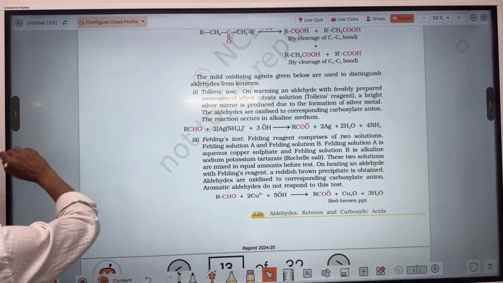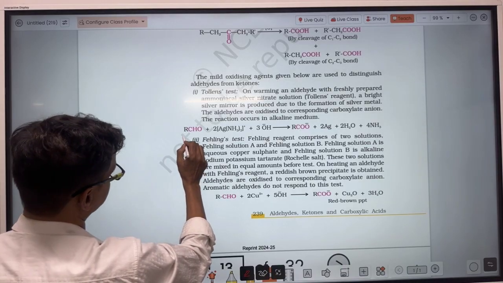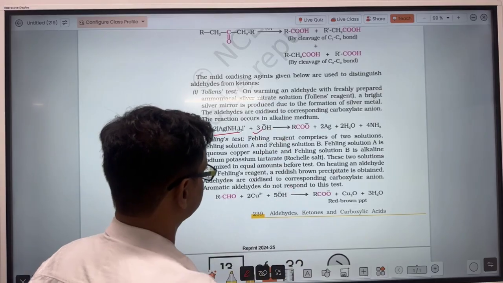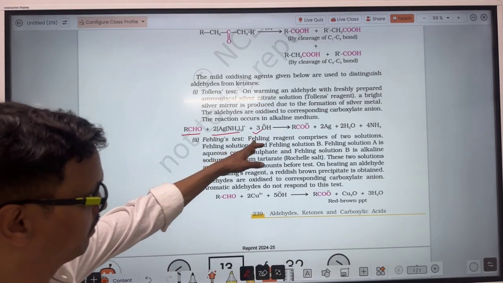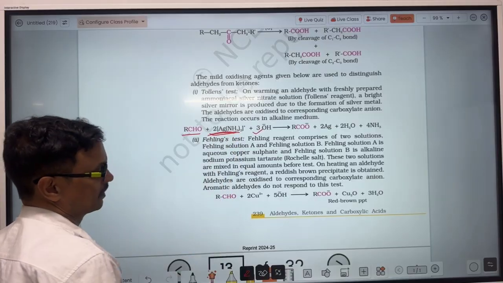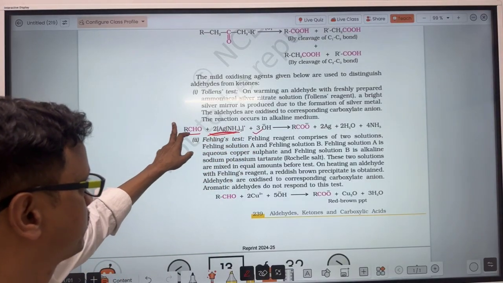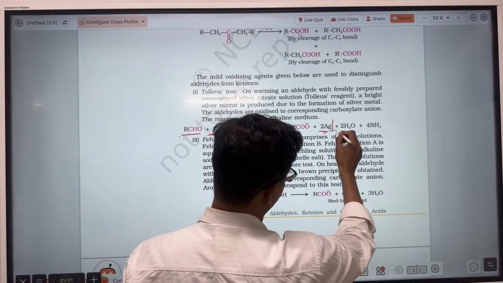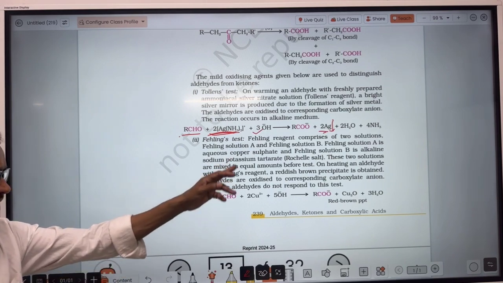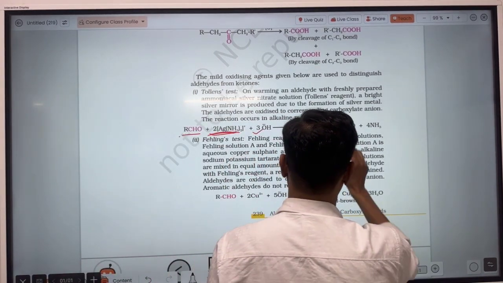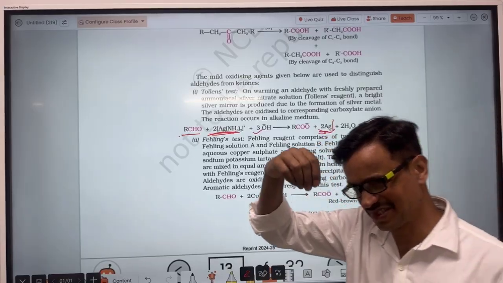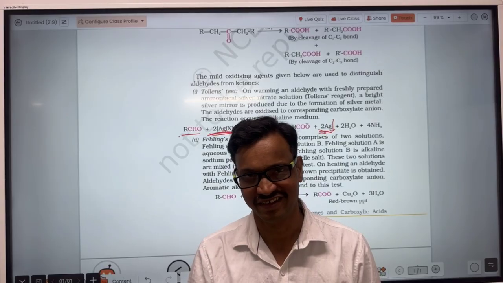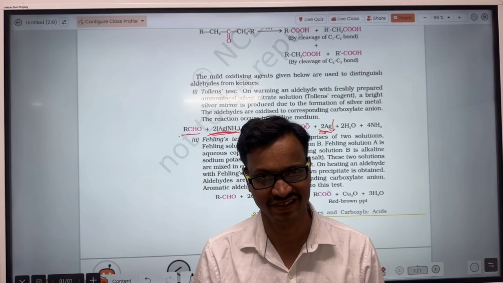Here the aldehyde is reacting with the Tollens reagent in the presence of alkaline medium. What happened in the presence of alkaline medium? This compound is Tollens reagent, and in alkaline medium the Tollens reagent oxidizes the aldehyde into carboxylate ion, and the silver will get precipitated down here. Just imagine small particles of silver precipitated at the bottom of the vessel, shining like a mirror.